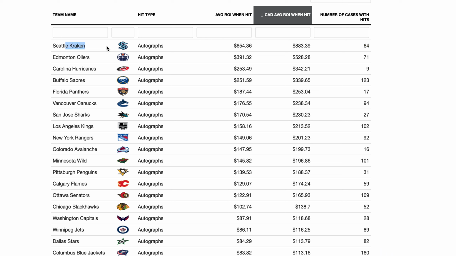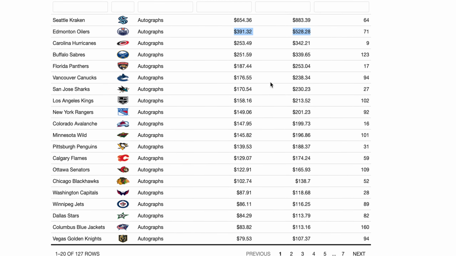So the Kraken autographs, that's the card type, hit in 64 cases, which is just over 1/4 of the time. And that was the US ROI, and that's the Canadian ROI for when it hit. So really good cards. In 64 cases, we got some really high value Kraken cards. In 71 cases, we got some really high value Oilers cards. Obviously, that's typically the case.